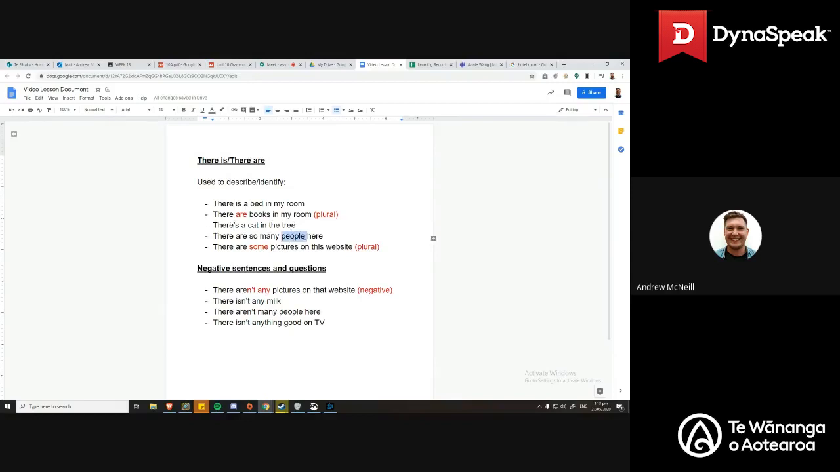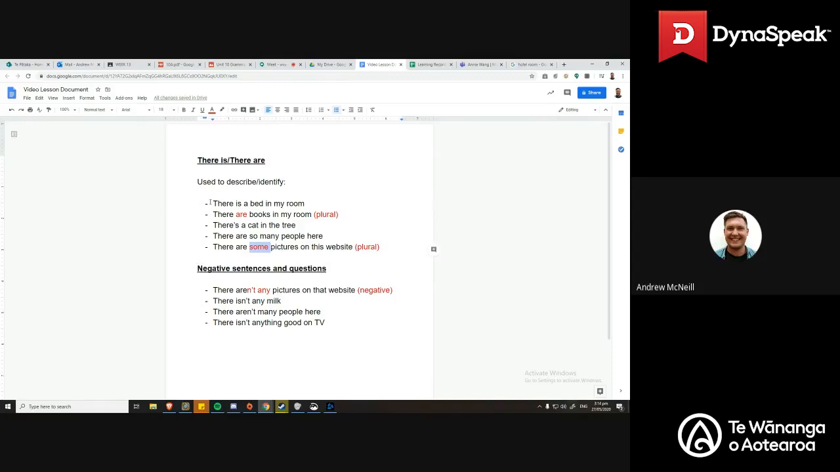Again, this word here is a plural. Now this is a plural without an S. So some plurals have no S. There are so many people here. So are for plural, people, it means more than one person. Now, also with plurals, we can use some. We use some if we don't know how much. So, for example, there are some pictures on this website. I don't know if there's 10, is there 20, is there 30, is there 100? I don't know. I can just say there are some pictures on this website.